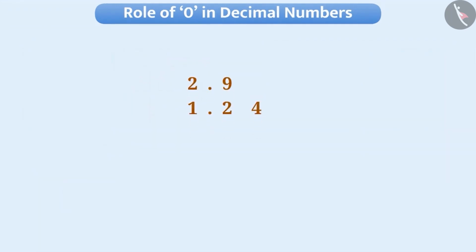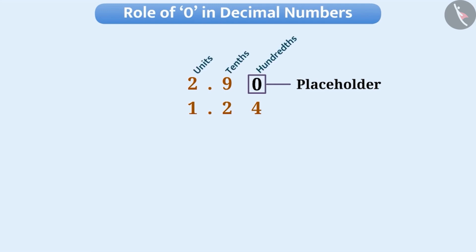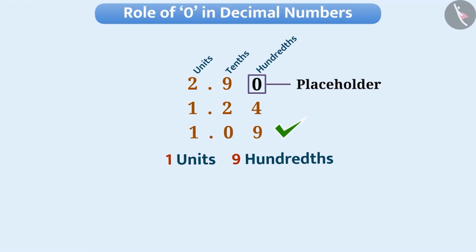0 has a greater importance in decimal numbers. If there is no digit at any place, then 0 is used as a placeholder. With the help of 0, digits are written at their correct places. For example, it is correct to write 1 units and 9 hundredths as 1.09, whereas it is incorrect to write it as 1.9.